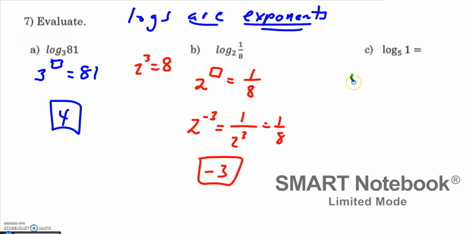Part C, the base is 5. Don't know the exponent, but I know it should equal 1. Any base to what power equals 1 every time? 0. Anything to the 0th power is always 1.